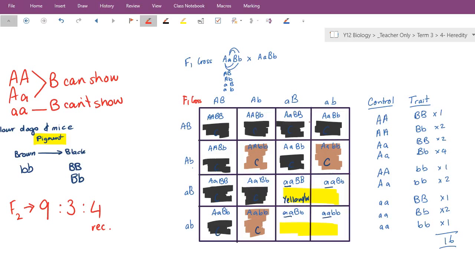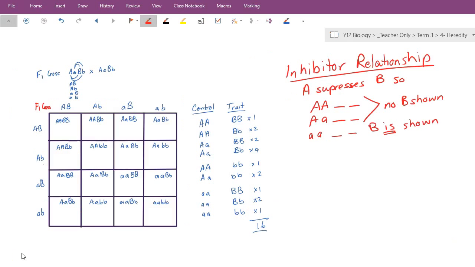Let's look at another one. Okay, so the next one is the inhibitor relationship. We also call these a recessive epistatic relationship because B only gets to show when A is in its recessive form and doesn't work. Okay, so we sometimes call them recessive, but just call it inhibitor. That's a lot easier to remember. B only gets shown if A doesn't work.